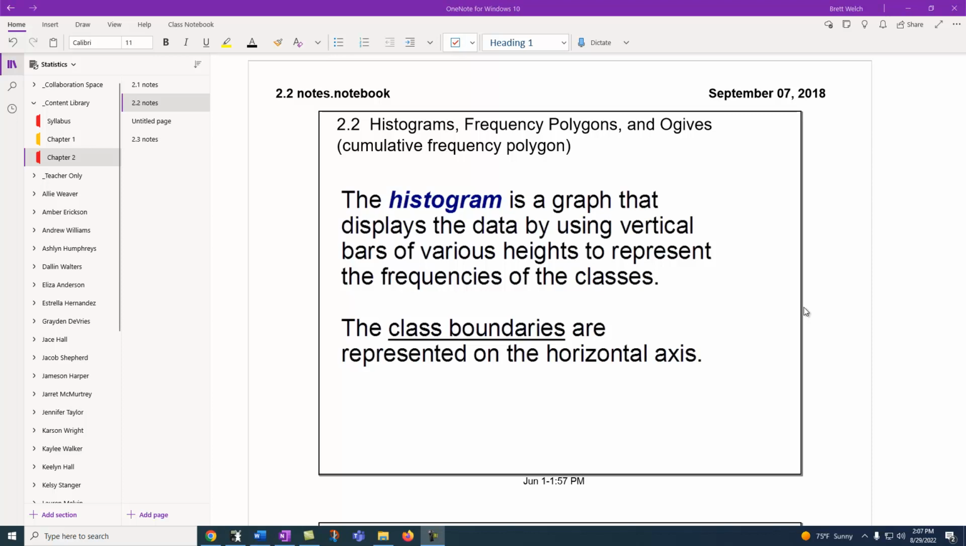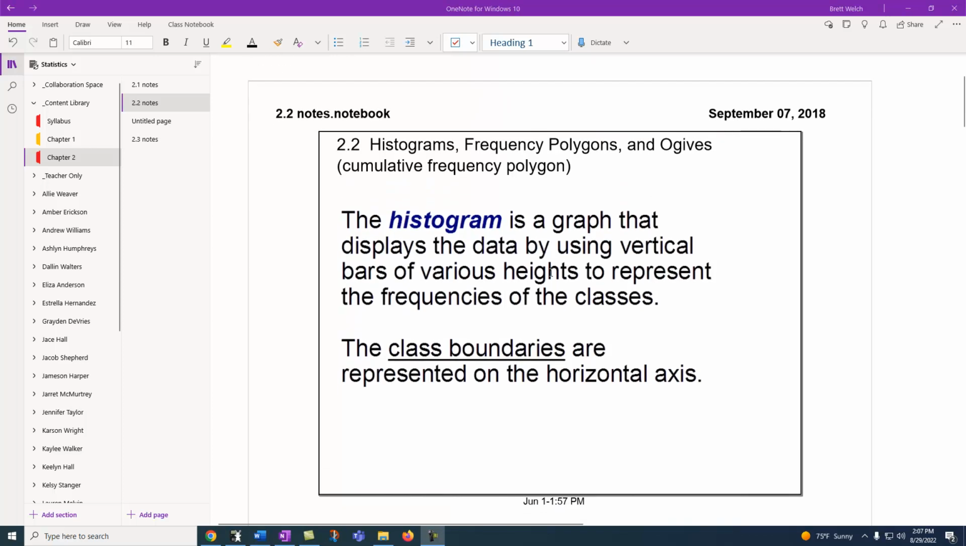Okay guys, so today we are going to go through notes for 2.2. I know some of you have gone to the fair, and so we're just going to try to get this stuff out to you. We're basically going to be looking at different ways to represent data, different graphs that we can use to represent them.